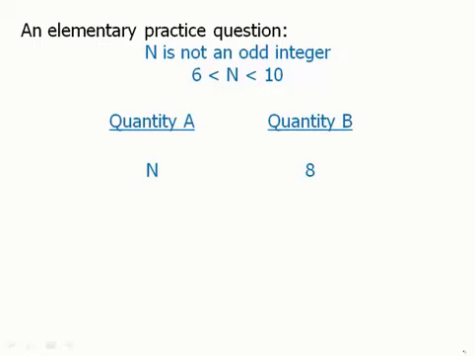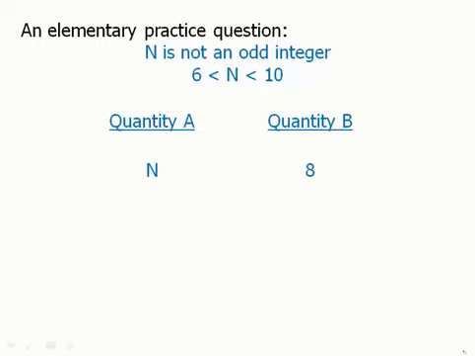So, n is not an odd integer. And we know that n is between 6 and 10. And we want to know, how does n compare to 8? Well, you see, the mistake people make is they think in terms of numbers that they can count on their fingers. They think in terms of integers: 1, 2, 3, 4, 5, 6, 7, 8.